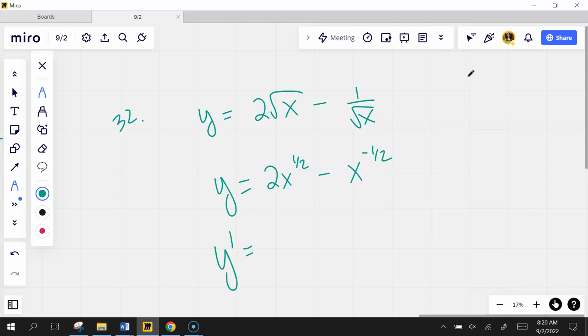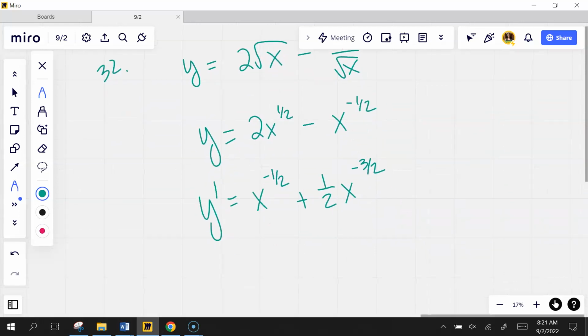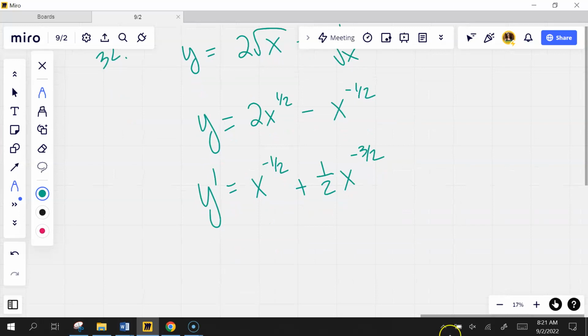Now for the derivative, multiply and subtract. So this is going to become positive 1/2 x to the, remember I have to subtract 1, so it's negative 3/2. I don't see any need to combine these for any reason. If you just want to make them back into radicals, you could: 1 over the square root of x plus 1 over 2 times the square root of x cubed. But it's not necessary at all.